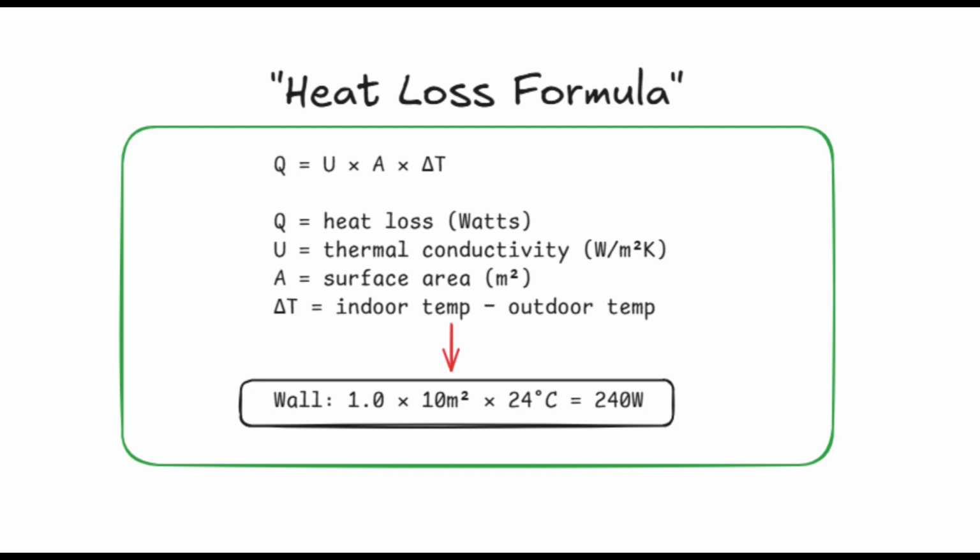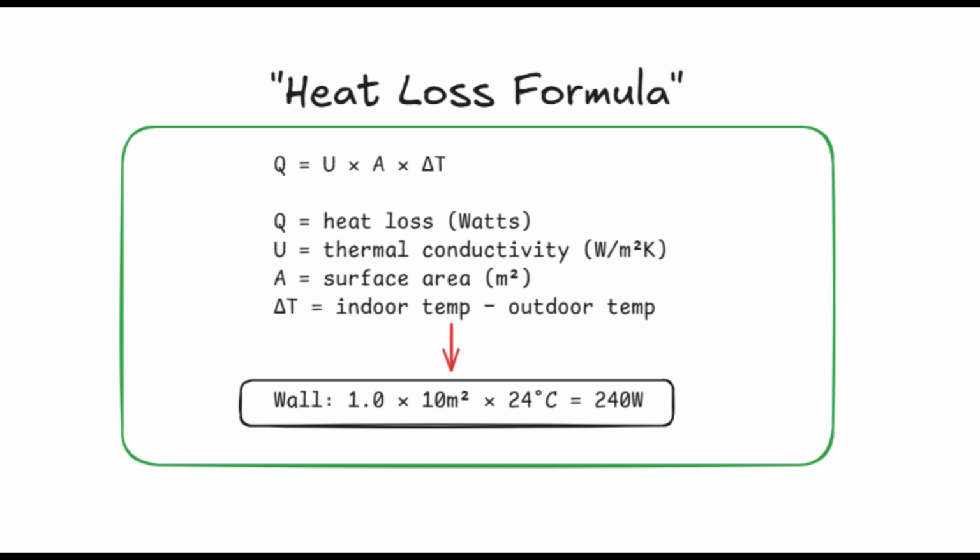Let's make that concrete. Take a single exterior wall, 4 meters wide, 2.5 meters tall, so 10 square meters. It's an uninsulated brick wall, so its U value is around 1.0. Your target indoor temperature is 21 degrees. Your outdoor design temperature is -3 degrees. That's a delta T of 24. So 1.0 times 10 times 24 equals 240 watts. Just from that one wall.